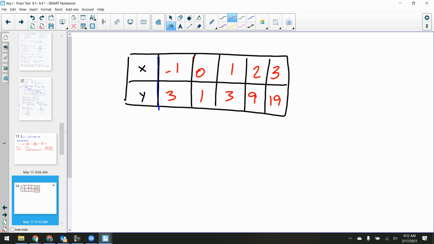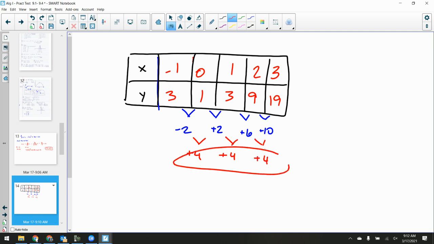Let's take a look. My first difference is going what? Minus 2. Second difference? Third difference? Plus 6. Next one. Plus 10. All right, how much do I change going from negative 2 to positive 2? Plus 4. 2 to 6? Plus 4. 6 to 10? Plus 4. Is this quadratic? Yes. Make sense?